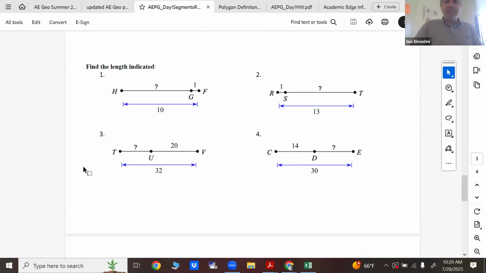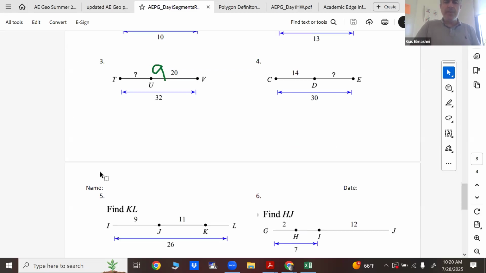Let's go to number 1. The question mark is associated with HG. HF is 10. GF is 1. How long is HG? 9. Yeah, it's pretty obvious, right? That's 9. So you'll do the other ones in a little bit.